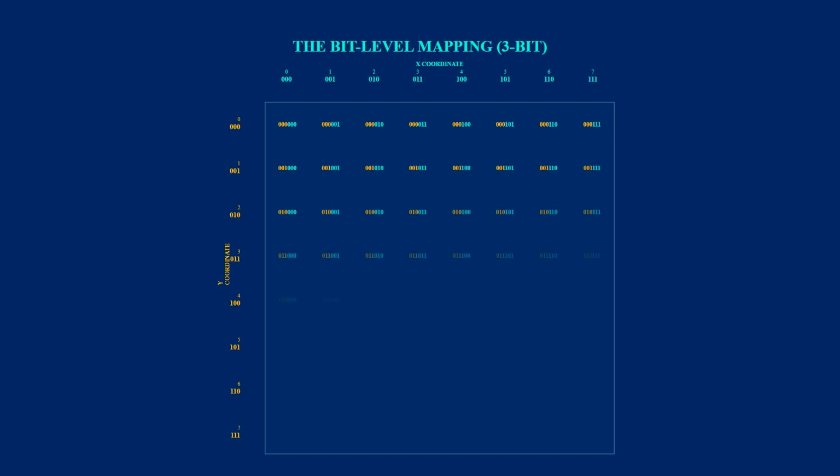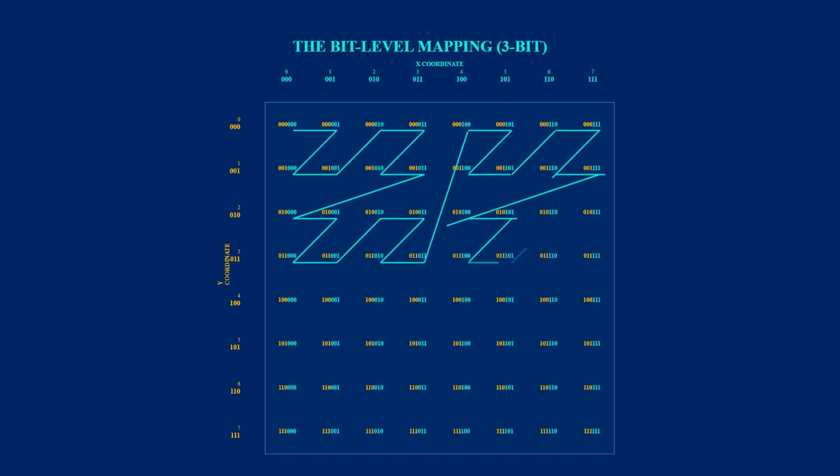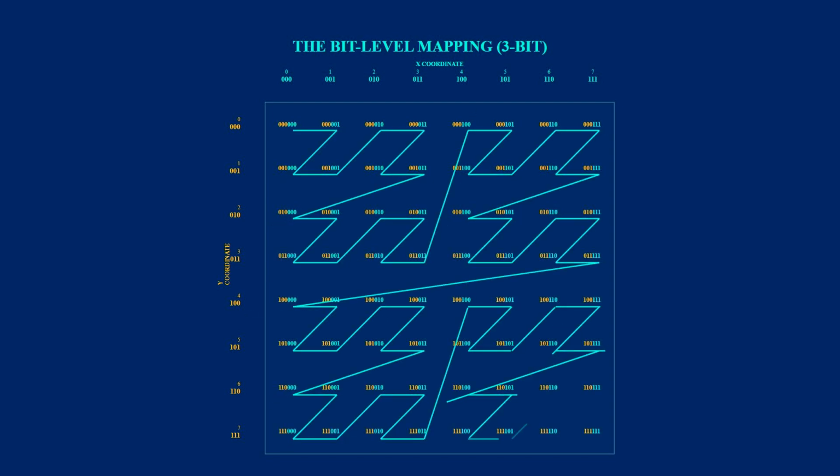To see why this forms a Z-shape, let's look at a 3-bit grid. Every cell's address is the result of interleaving its x and y coordinates. The first bits decide the major quadrants, and the last bits determine the micropositions. As we follow the binary sequence from 0 to 63, the path traces a series of small Zs that combine into larger Zs. This recursive self-similarity is the defining characteristic of the Morton order.